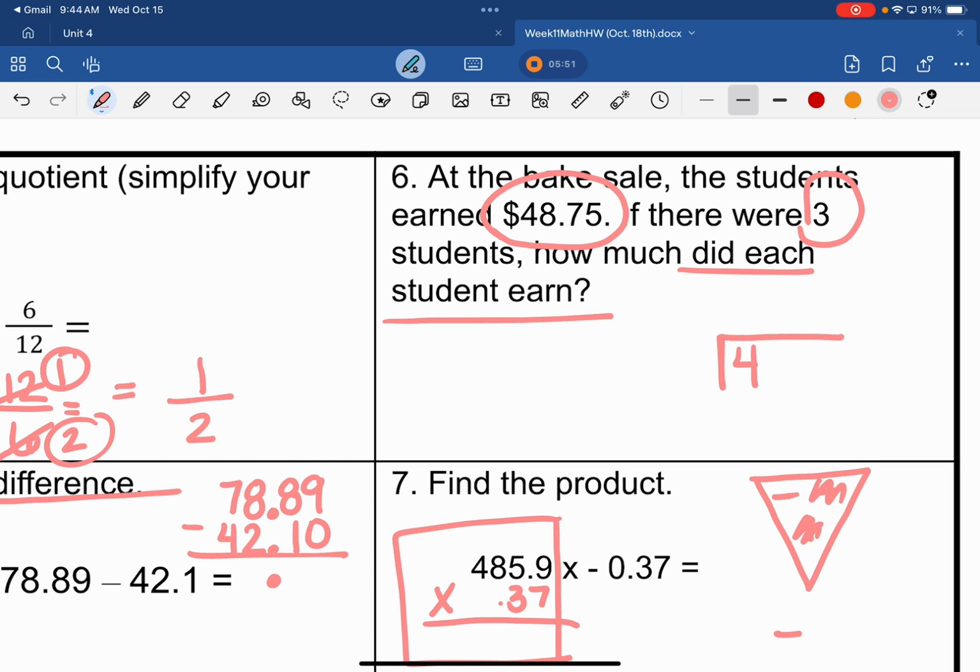Dividing because we have the total. If we didn't have the total, we'd be multiplying, but we have it. And so it's a dividing problem. There's only a decimal in the inside, so you can just pull it up.